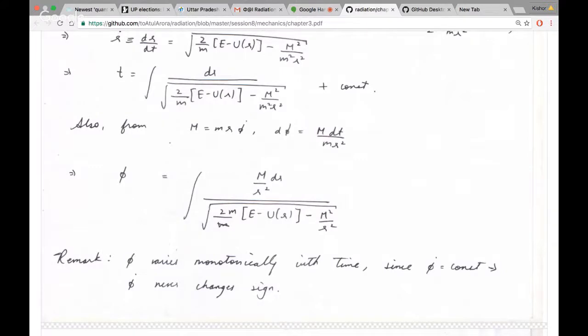E is a function of r, and M equals m r squared phi dot. Here we get t as a function of r, and r and phi dot are related. So you get t as a function of r, and r as a function of t. Using this relation, you can get phi as a function of t.